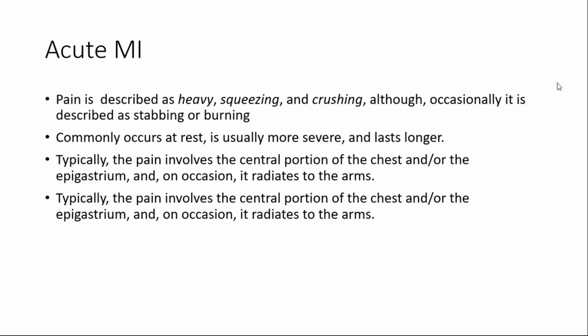The pain for MI is described as heavy, squeezing and crushing, retrosternal, not on the left side in the majority, with radiation, as you all know, to the left arm up to the left side of the jaw.